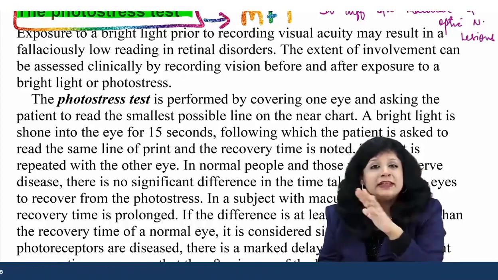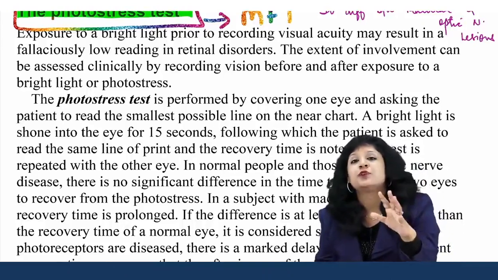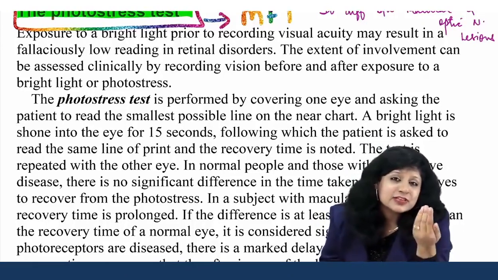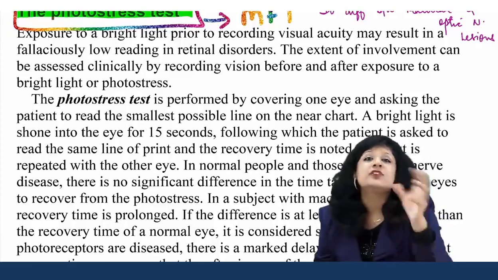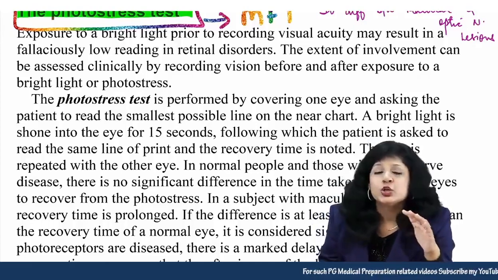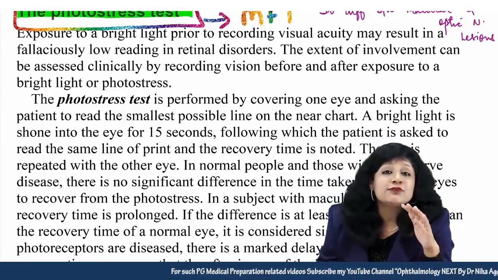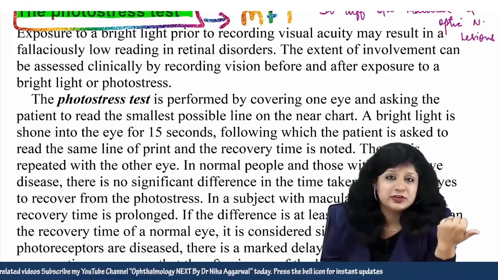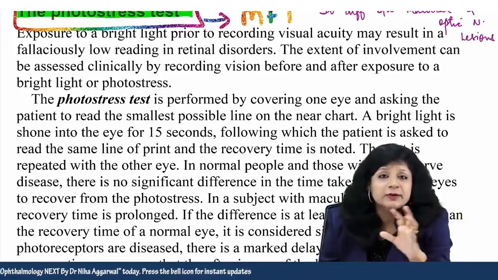So there we are bleaching the pigments. We are doing it for some time, for 10 seconds, and then we have to see how much time it is taking for the resynthesis of the pigments and reversal of the visual acuity. So normally it should be within 50 seconds. If it is taking more, then we come to know that it's a macular lesion. That is the point behind it.